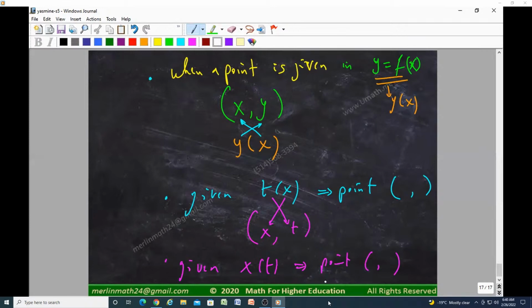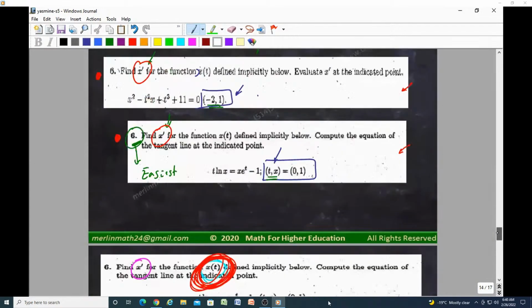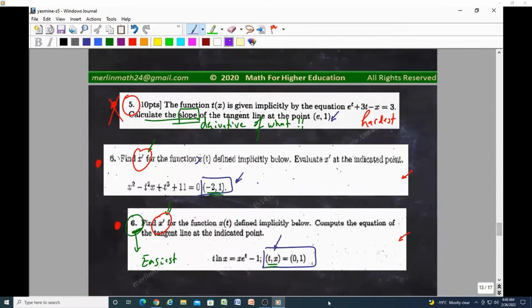No, t. T, then x. Yeah. Okay, perfect. This is what you want to understand. Okay, good. So I explained how the point should be, and I explained how you derive. Perfect. Because if you go back, this is what they are testing you in.